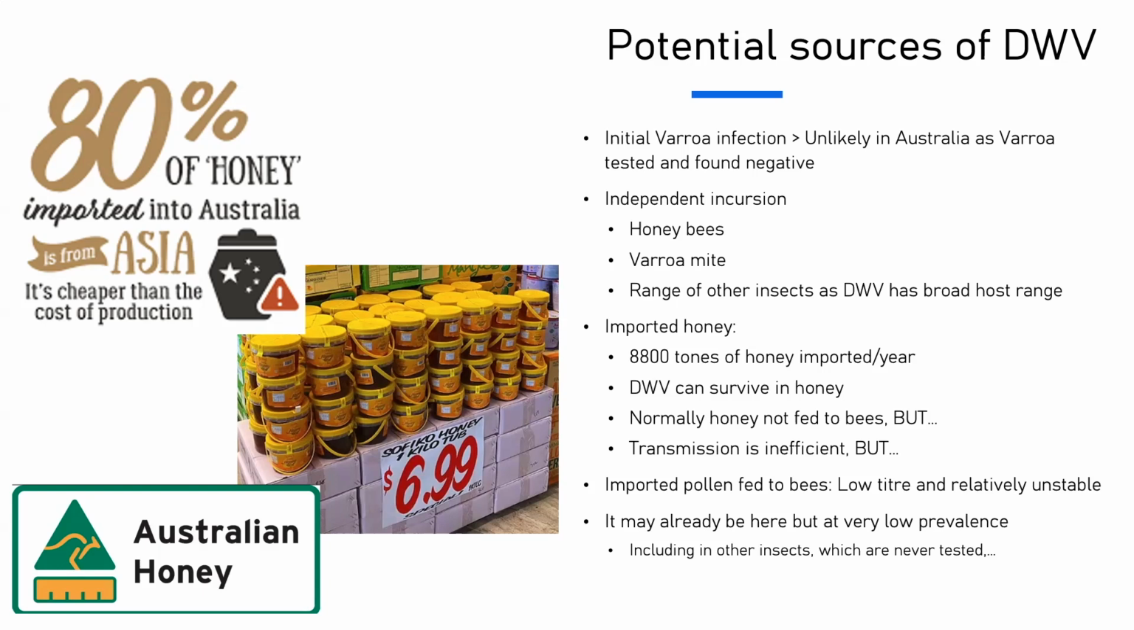And it would also be at a very low prevalence, which means that only a very small percentage of the hives might be infected. And even if you checked a couple of hundreds compared to the 600,000 hives or so that are in Australia, that's a very small number indeed. And of course, as far as I'm aware, we have never checked other insects systematically for the Deformed Wing Virus, and we know that they can be infected as well.